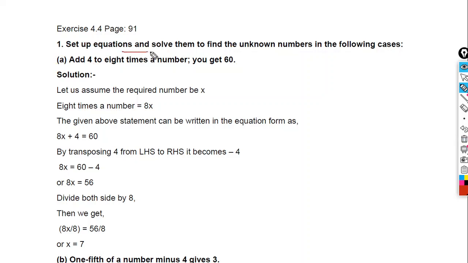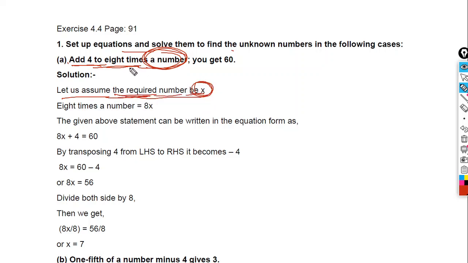So first, we don't know the number. Add 4 to 8 times a number. We don't know who this number is, so let's assume the required number to be x. First we will assume the required number be x.